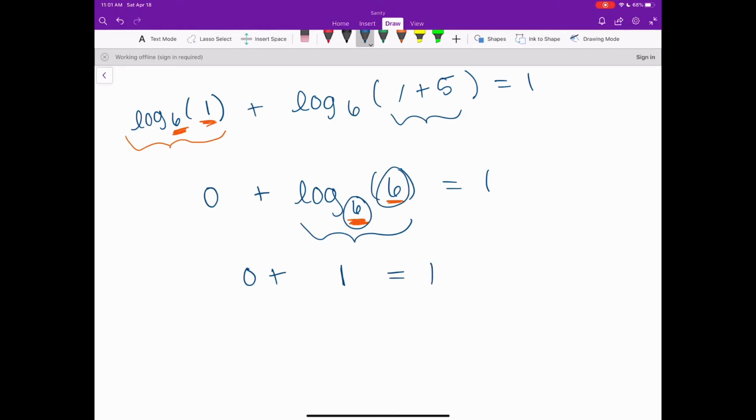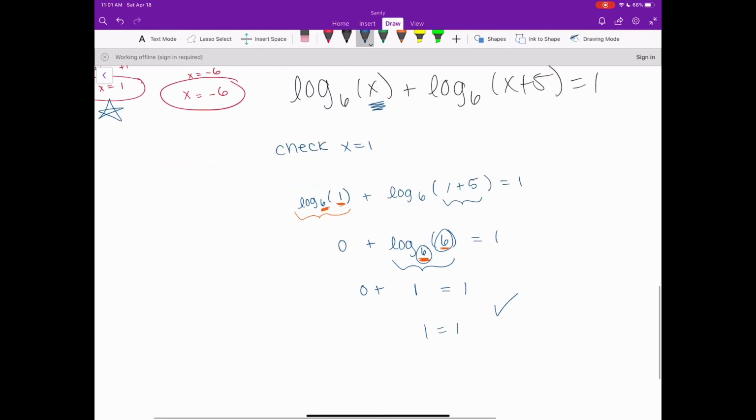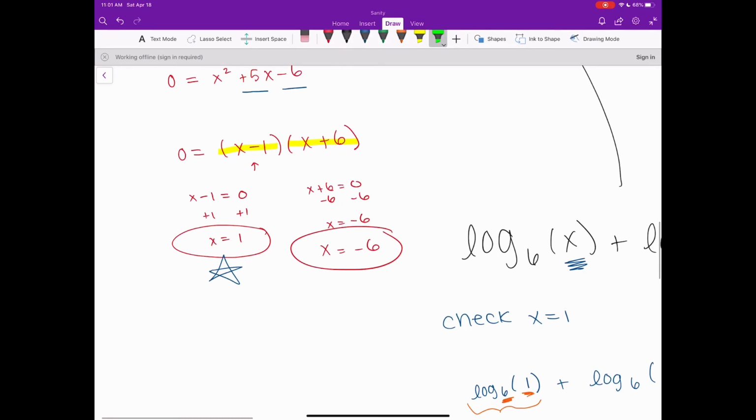Does 1 plus 0 equal 1? Yes, it does. I get that 1 equals 1. That's a true statement. It makes sense. We're good to go. So I know for sure that 1 is a solution.